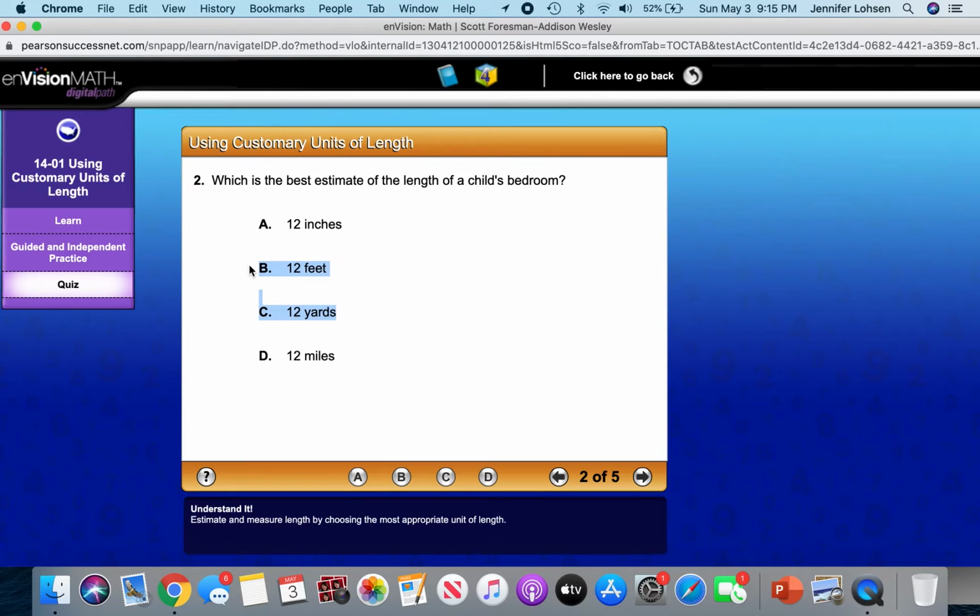So my rule of thumb is whenever they're asking you to measure the length of a room, always use feet. Whenever you're talking about a room, you're going to use feet. Yards come in groups of 3 feet, and therefore you're not going to get as accurate a measurement as you would if you used feet. So always go with feet for rooms.